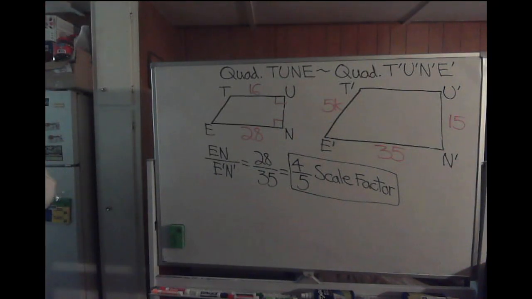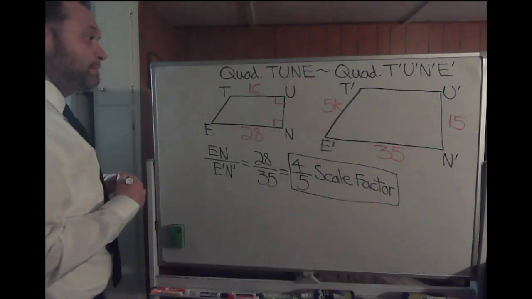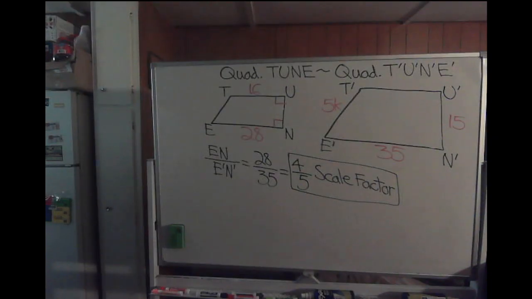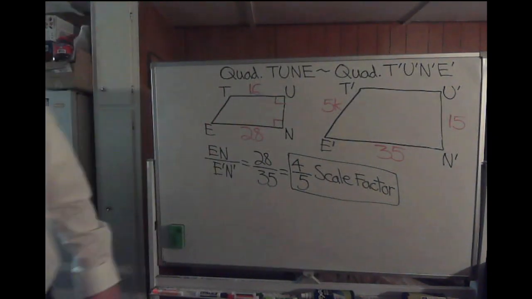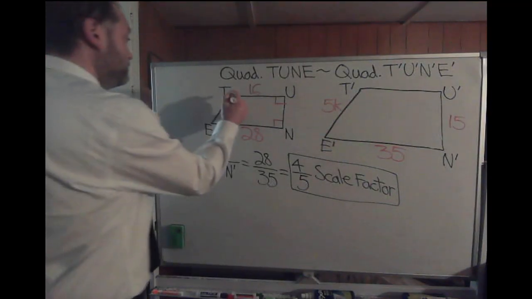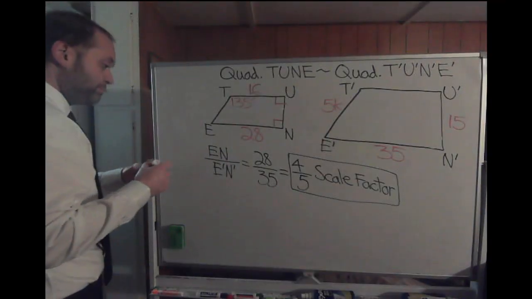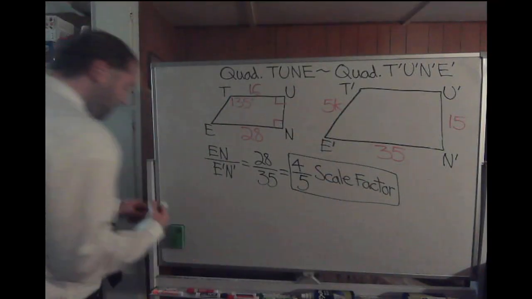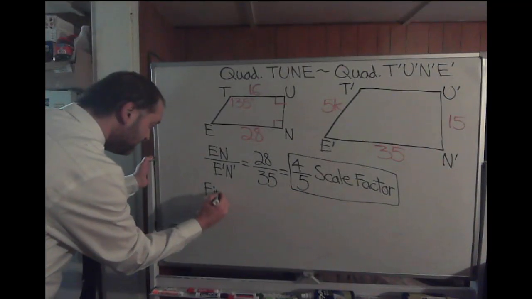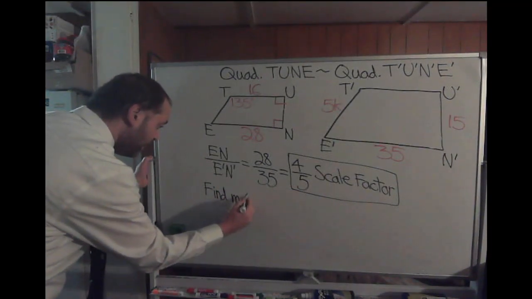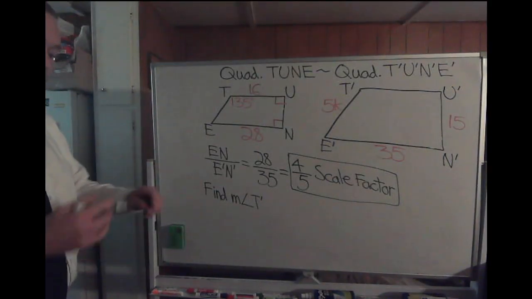Now, we're going to find the measure of angle T. Oh, I did skip an angle, didn't I? Or the measure of angle T prime. Measure of angle T is 135 degrees, right? Next, we are going to find the measure of angle T prime. What is the measure of angle T prime?